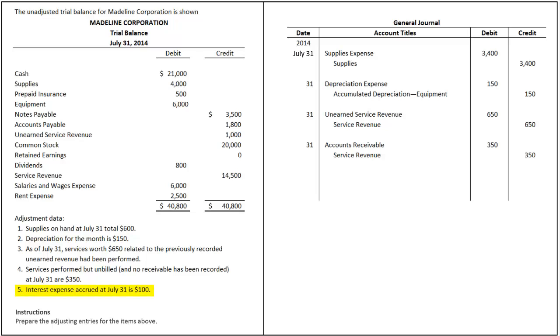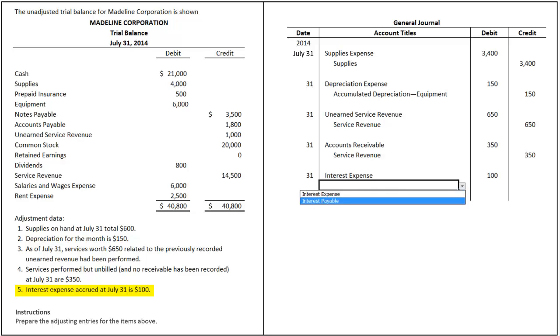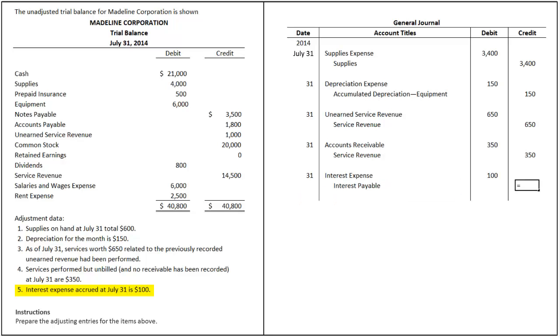The company has accrued interest expense of $100 at July 31st. Accrued expenses are expenses incurred but not yet paid or recorded at the statement date. Adjustments for accrued expenses are made to record the obligations that exist at the balance sheet date and to recognize the expenses that apply to the current accounting period. To record the adjusting entry for accrued interest, expense will be debited for $100 and interest payable will be increased by crediting it for the same amount.